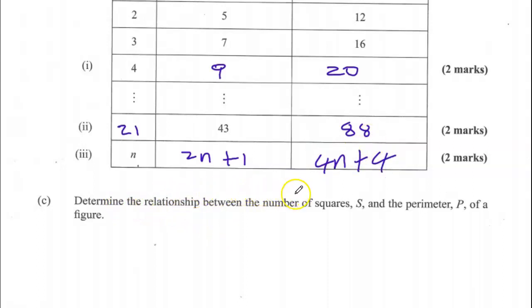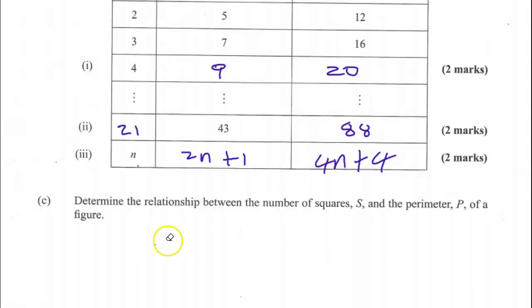Determine the relationship between the number of squares, which is S, and the perimeter P of a figure. So the number of squares S is equal to 4n plus 4. Oh no, they want the relationship between squares and perimeter.